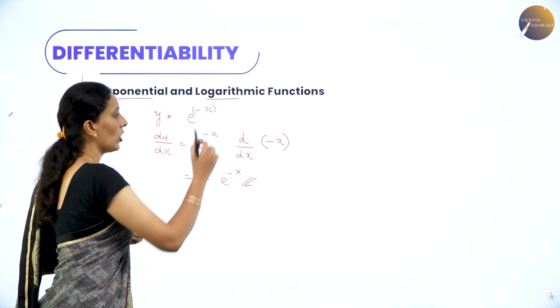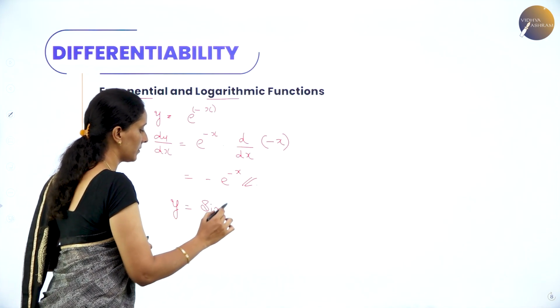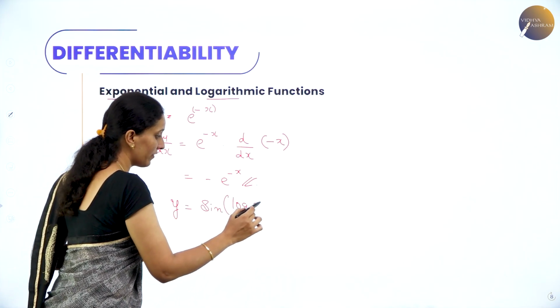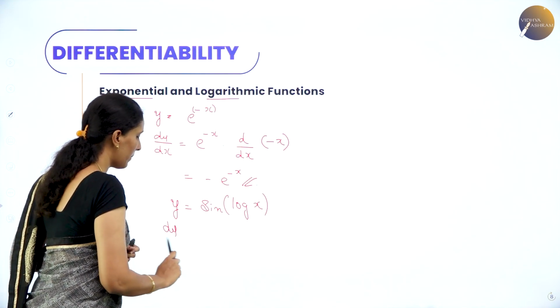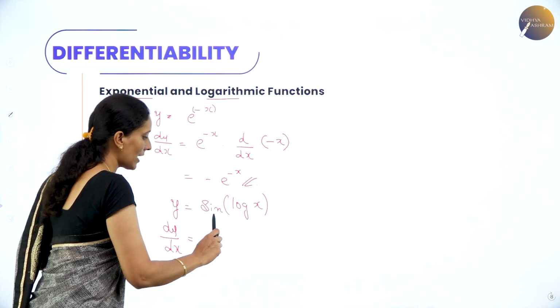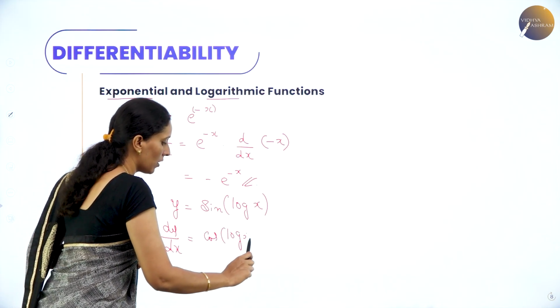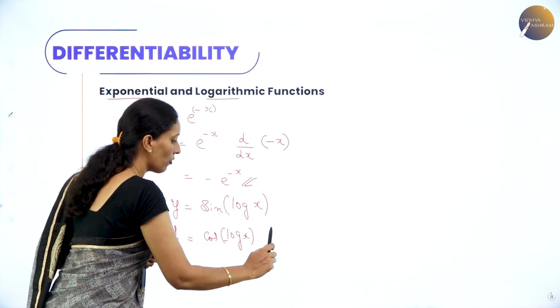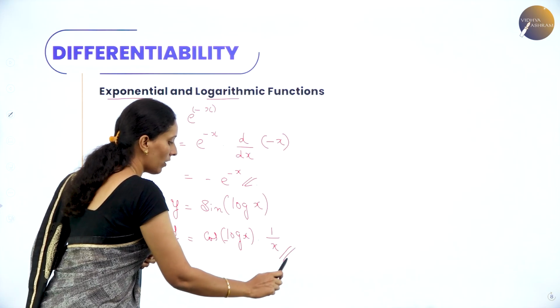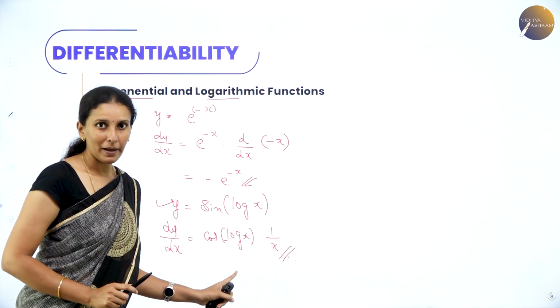Similarly, let me take one log function. y is equal to sine of log x. It's a composite function here. So clearly see here, dy by dx: sine of any function is cos of that function. But log x is one more function. Derive log. What is the derivative of log? 1 by x. So the derivative of this function is cos log x divided by x.